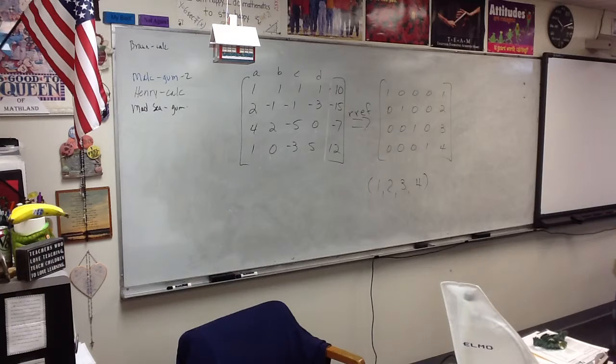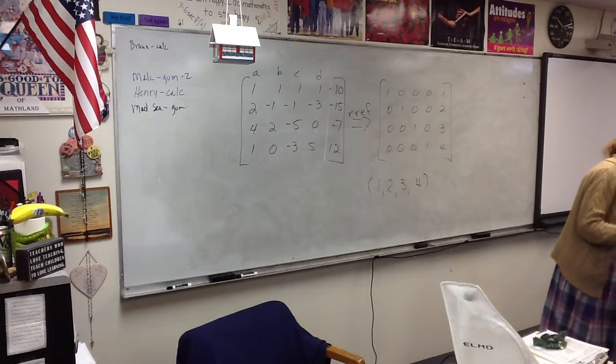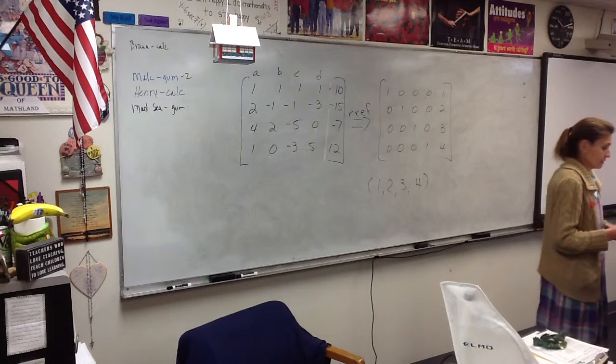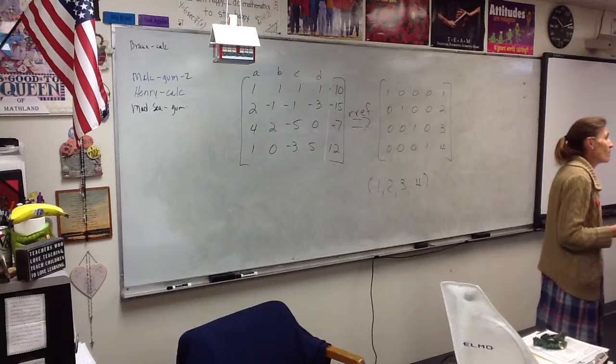Define matrix. A set of numbers arranged in rows and columns. Close enough. A rectangular array of numbers arranged in rows and columns. Any questions about part 6?